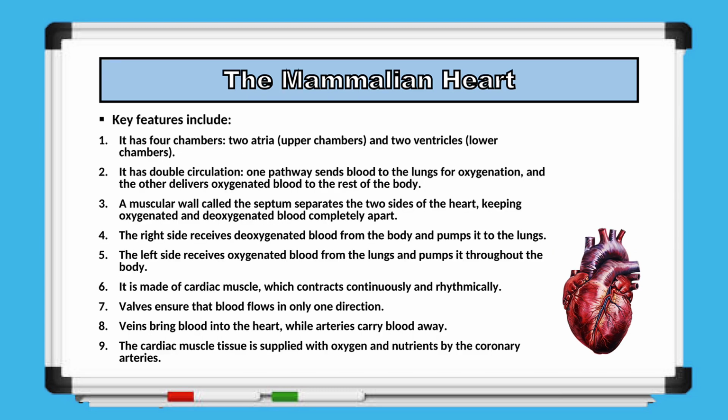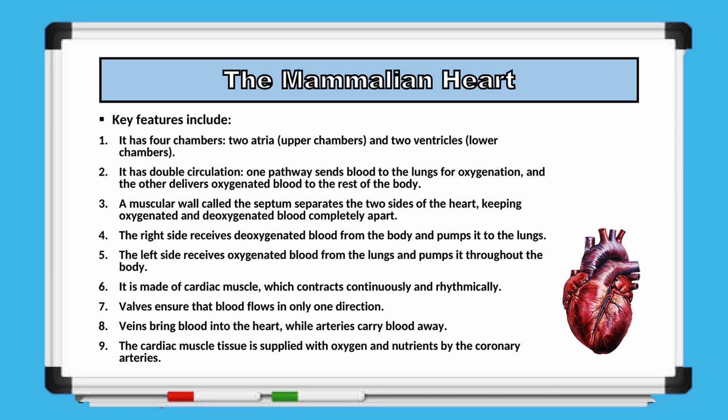So, the main features of the mammalian heart that we need to remember are quite straightforward. First, the heart is divided into 4 chambers, 2 upper chambers called atria and 2 lower chambers called ventricles. It also operates through a system of double circulation, where one route carries blood to the lungs to pick up oxygen, and the other sends oxygen-rich blood to the rest of the body.